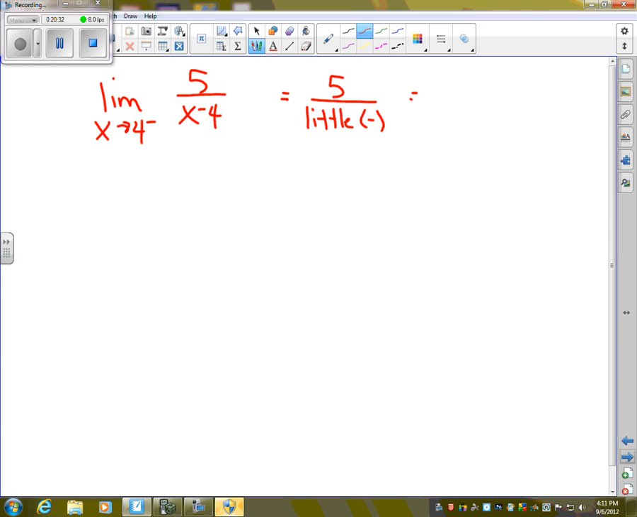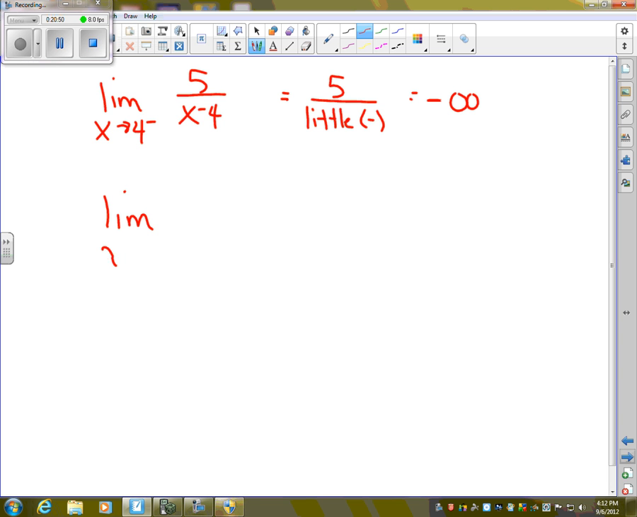And 5 over a little bit of negative, or 5 over little, is big. But a positive divided by a negative would be negative. So the left-hand side of that should be going towards negative infinity. Okay? One more. We'll wrap up with this.